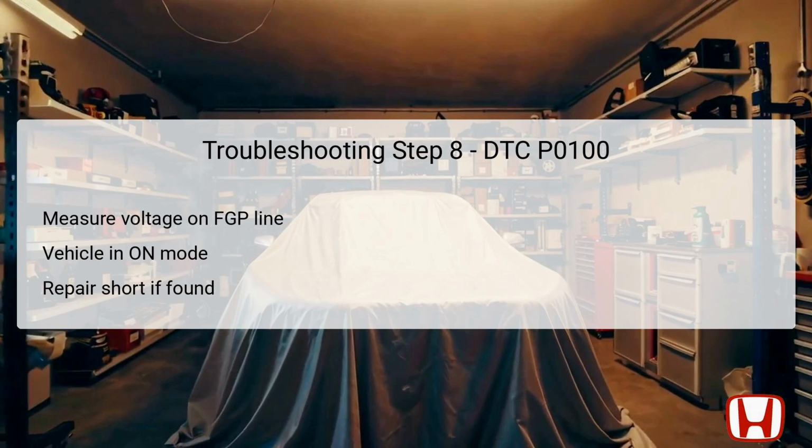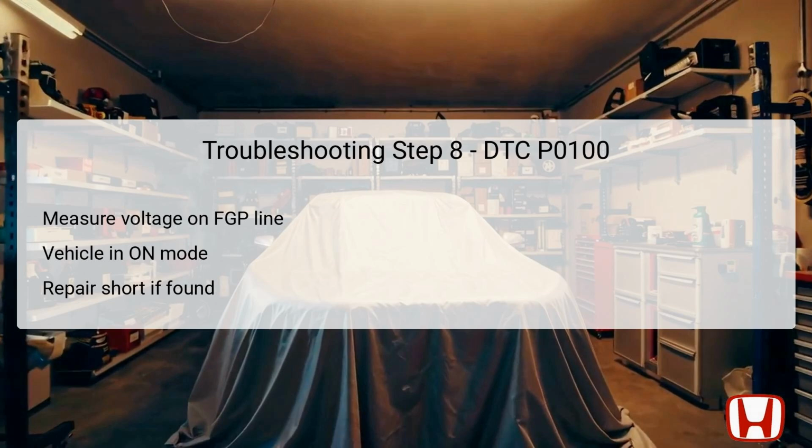In Step 8 of the troubleshooting protocol, your attention will shift to checking the voltage on the FGP line. Ensure the vehicle is turned to the on mode, providing power to observe real-time voltage readings. Measure the voltage between test points 1 and 2, where test point 1 remains the MAF sensor's female terminal number 1, and test point 2 is the body ground. The expectation here is to find voltage present.